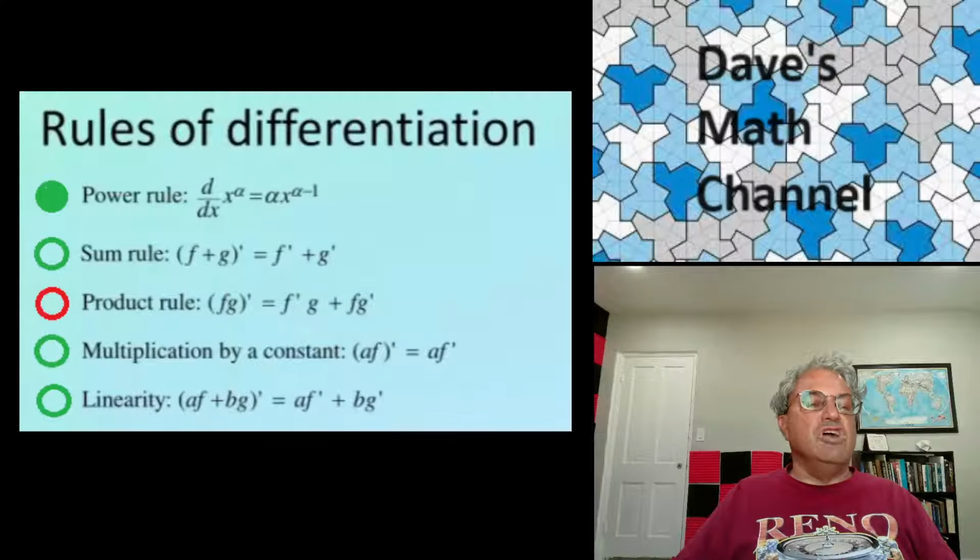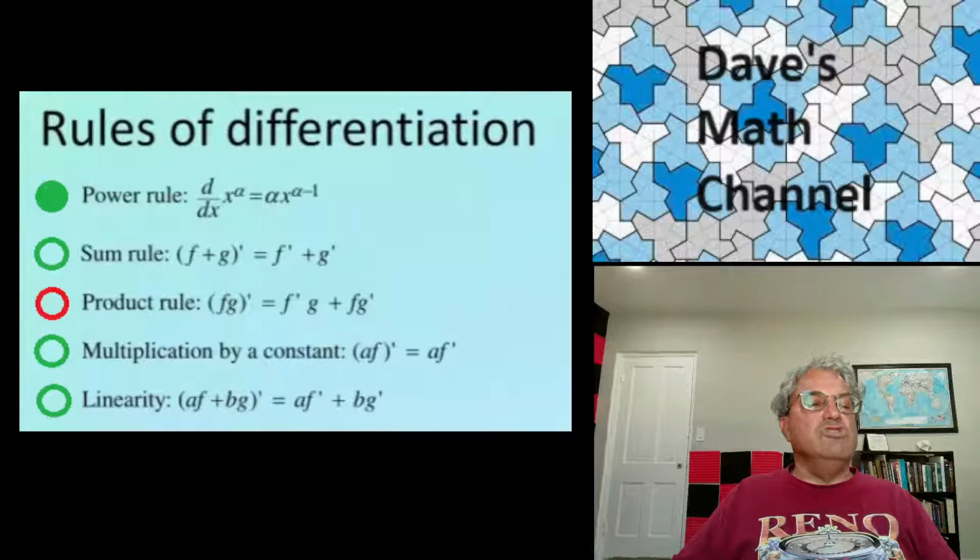We didn't really derive this in its full glory. Alpha is supposed to be arbitrary in this formula. I guess it could be an arbitrary real or even an arbitrary complex number, but we proved it for when alpha is a non-negative integer. That's enough for us right now. I think later we'll do more general versions of the power rule, but anyway, this is done.